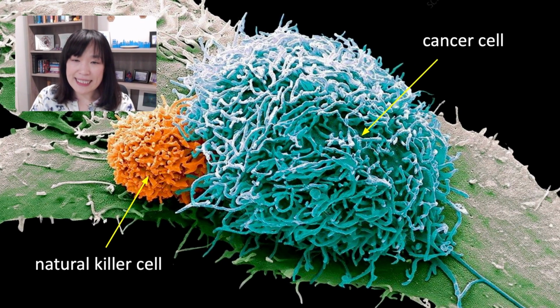This image is an SEM, or scanning electron microscopy image, of a cancer cell shown in green on the right here, and a natural killer cell shown in orange on the left here. I'm showing you this just to show what these cells actually look like under a microscope.